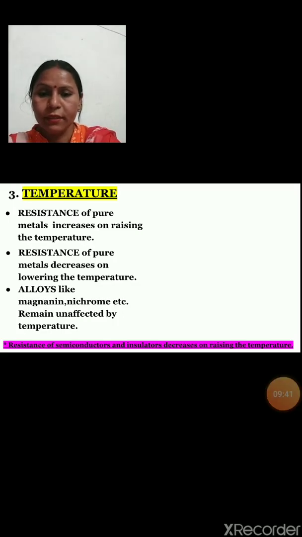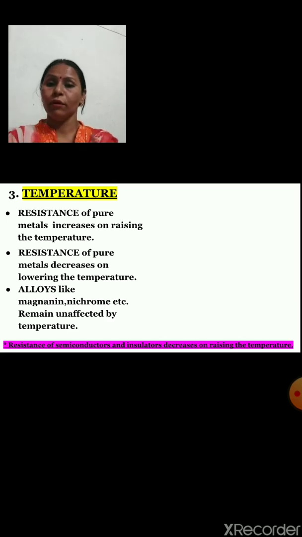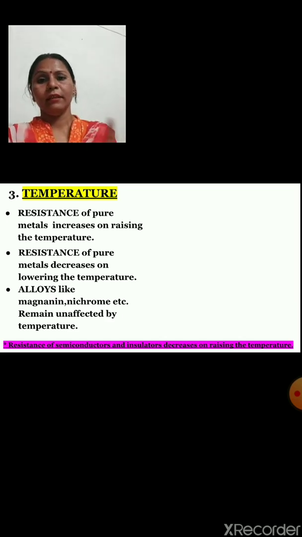Now the next factor is temperature. The resistance of pure metals increases when we raise the temperature, but the resistance of pure metal decreases when we lower the temperature. It means on raising the temperature, the resistance also increases. On lowering the temperature, the resistance also decreases.